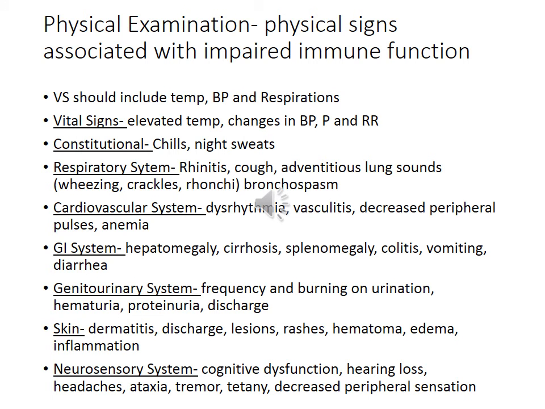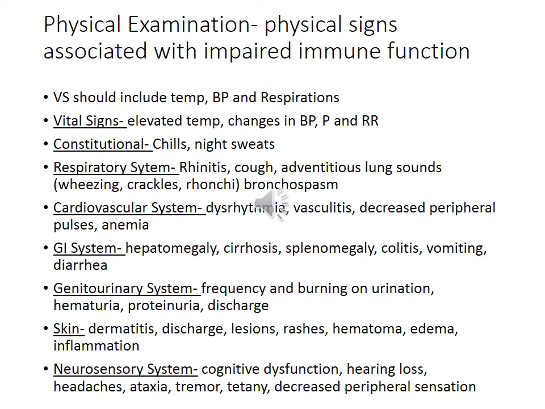And then we want to do a physical exam, so physical signs associated with impaired immune function. So you want to do your vital signs. You want to include temp, blood pressure, respirations. Usually you see an elevated temp, change in the blood pressure, pulse, and respirations. Constitutionally, you'll see chills, night sweats. Respiratory, you might see rhinitis, cough, adventitious lung sounds, so wheezing, crackles, rhonchi, or bronchospasm. Cardiovascular, you might see dysrhythmia, vasculitis, decreased peripheral pulses, and anemia.